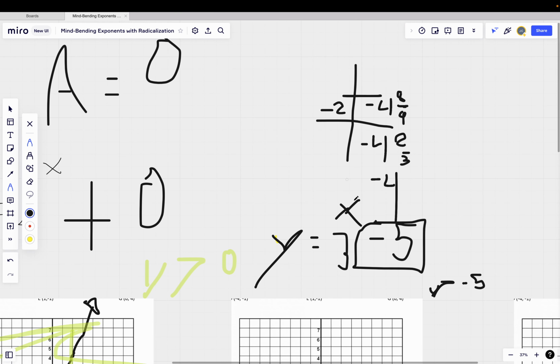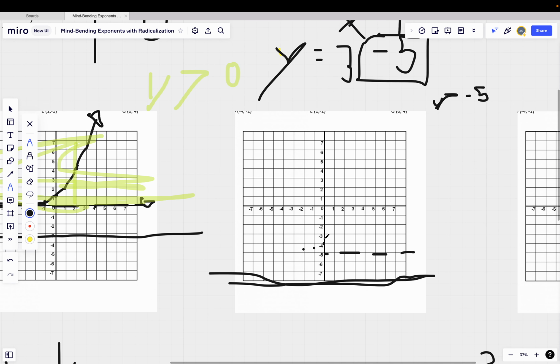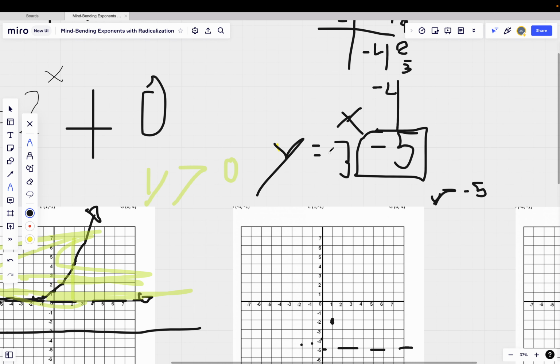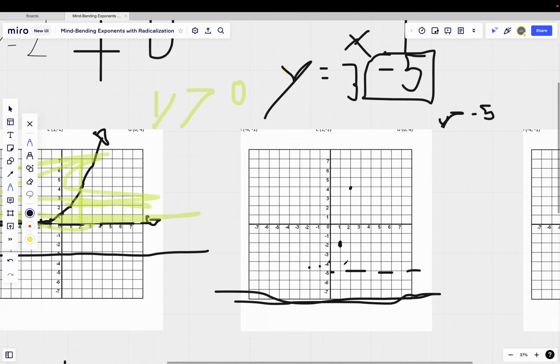Now we've got 1. So 3 to the 1 would be 3. 3 minus 5 is negative 2. Now to the 2, we get 3 to the second power, which is 9. 9 minus 5 is 4. And now what we're going to do is draw our line between all the points.